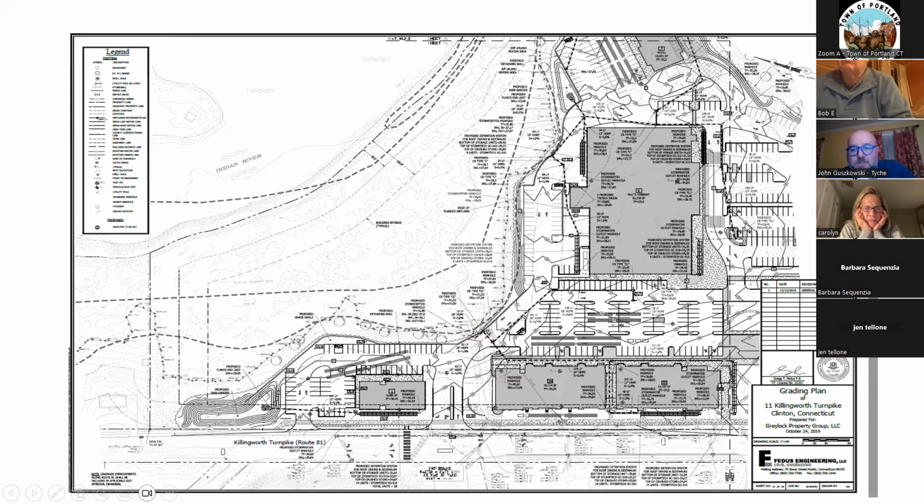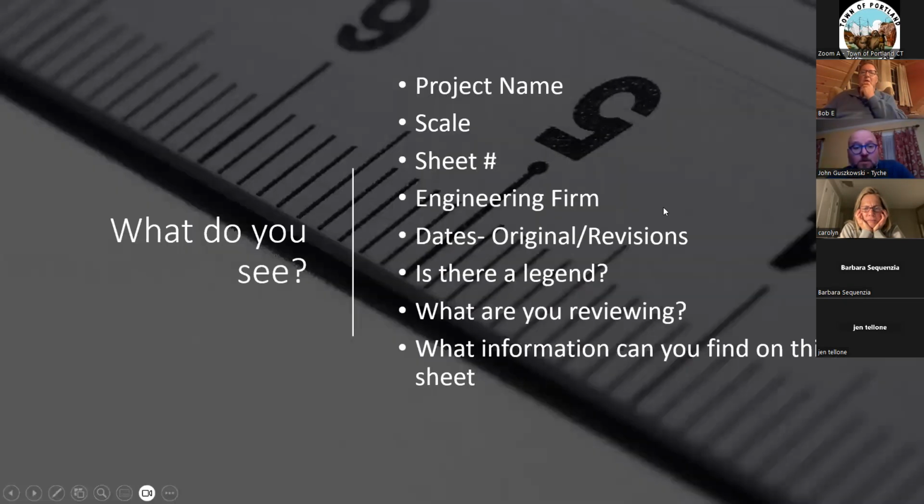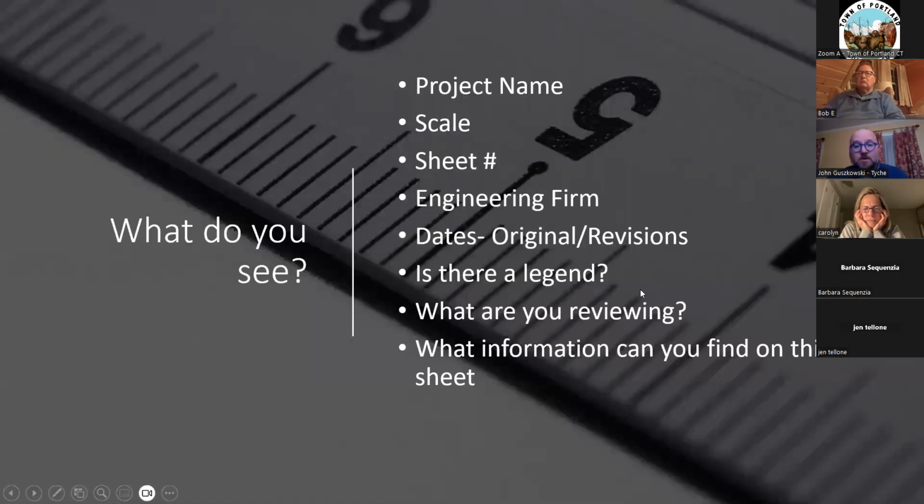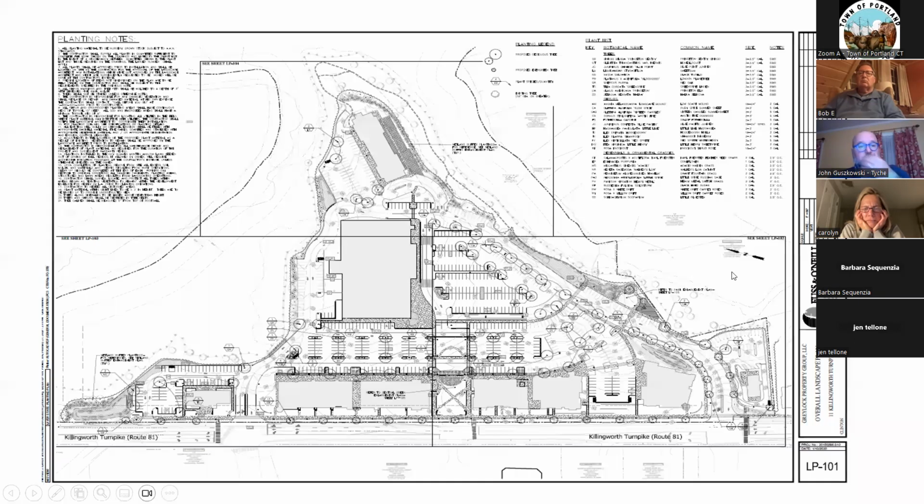So again, this is the grading plan, which basically shows us where things are going to be sloped, and stormwater drainage too. So we saw a lot of those things. We saw the scale, we saw sheet numbers. If you look back in here, who this was done by, Fedis Engineering, it's the grading plan. We have the legend, and a lot of the things that we talked about.